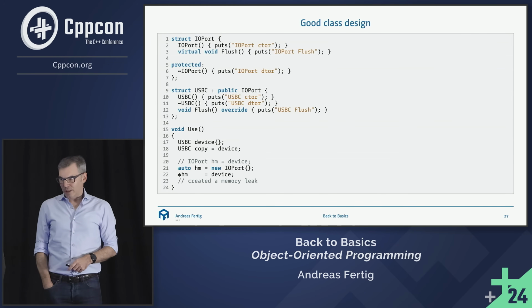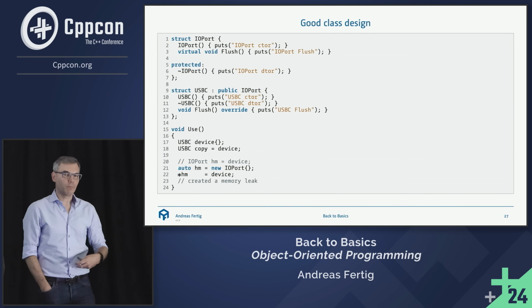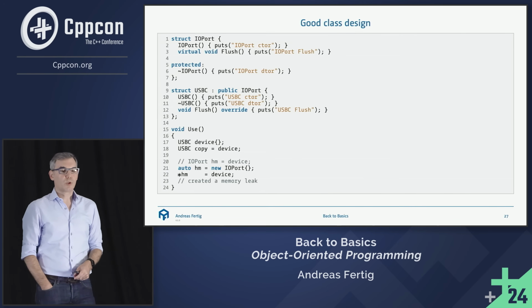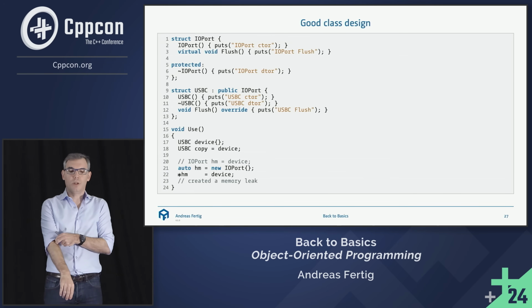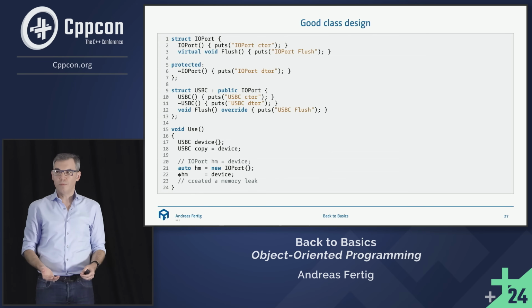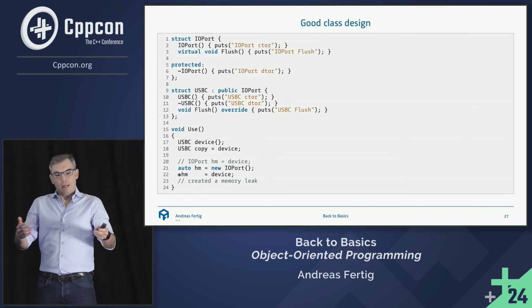Now here's one thing that's not so often talked about, and I call that one good class design. And we saw a good portion of that already. I'm circling back to my IO ports example. I have this destructor in here. I have a virtual member function flush, as we saw it. The destructor is in the protected scope. So I did everything, I would say, good in terms of what I taught you so far.